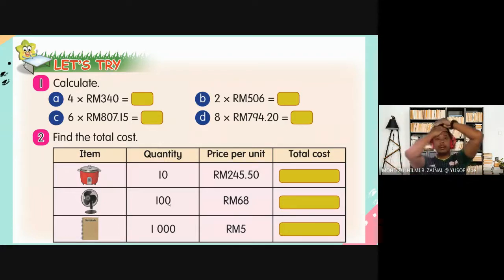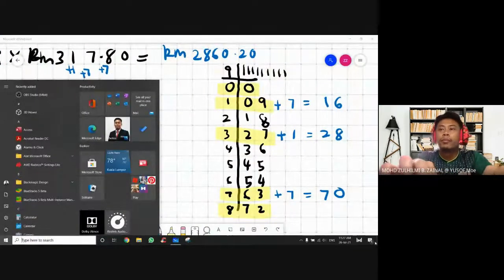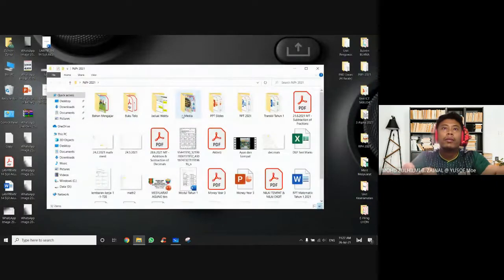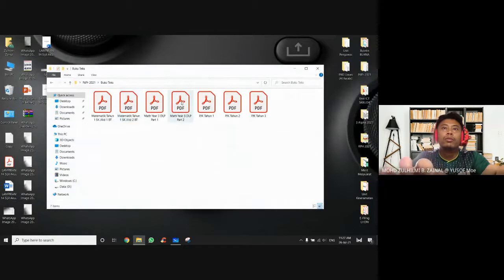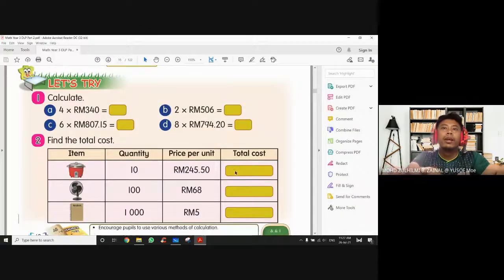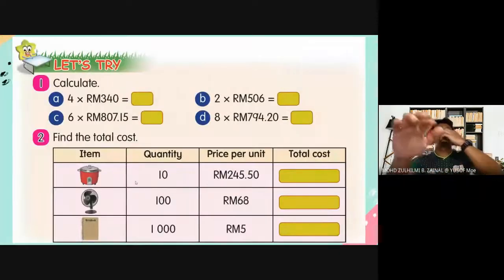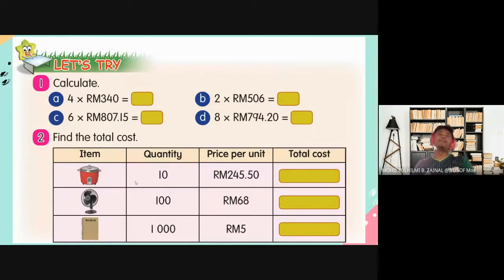Okay, yang ni pergi dekat buku teks kamu. Aku pun lupa dah buku teks. Muka surat berapa ni? Page berapa dah? Cikgu ni buka di buku teks ni. My textbook, my textbook. Ni. Page 10. Kalau tak sempat copy, pergi buka. Ni untuk page 10. Kamu boleh buat dekat page 10. Buku teks kamu page 10, copy down, then do this. Sangat senang.